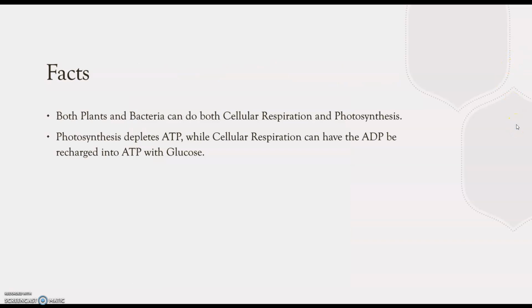Some facts: both plants and bacteria can do cellular respiration and photosynthesis. And then photosynthesis depletes ATP, while cellular respiration can have the ADP be recharged into ATP through glucose.